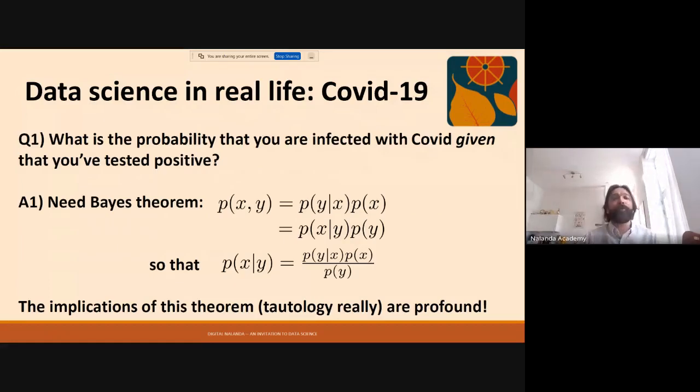So setting these 2 quantities equal to each other, as we do here, and we divide by p sub y, you end up with this following expression, which is known as Bayes' theorem. We are going to use this to calculate the probability. We're going to use this to do a lot of things, actually. But let's begin by first using it to calculate the probability that you're infected with COVID, given that you've tested positive. And as I've been advertising, the answer is quite surprising.